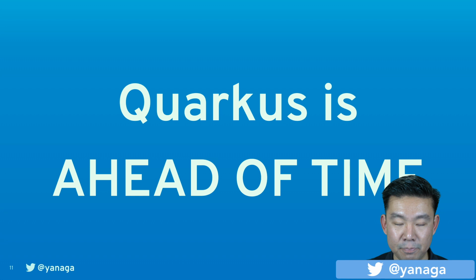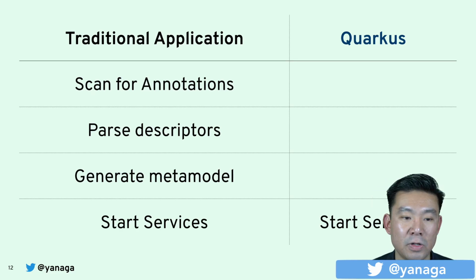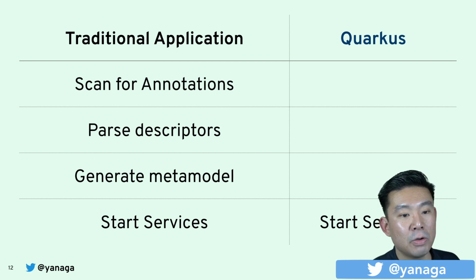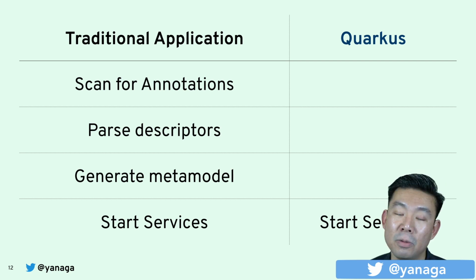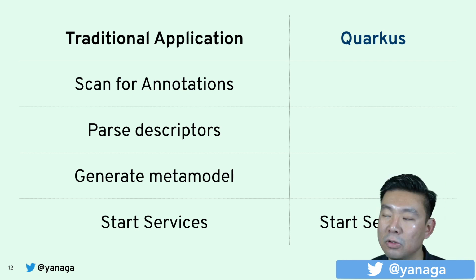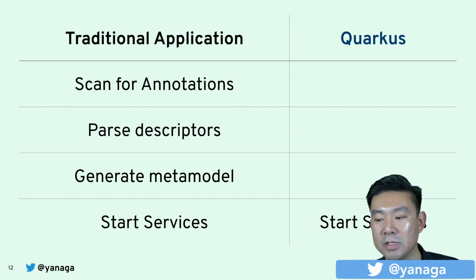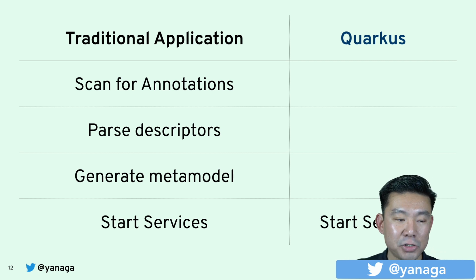Any traditional Java application that has been built in the past 25 years has to do all of these steps when it's booting up. So you have to scan for annotations. If you're using annotations, you need to scan for metadata. If you're using XML files, you have to look for those XML files. Properties files, scan for that. YAML files, scan for that. You need to scan for all the metadata that your application might need in production.